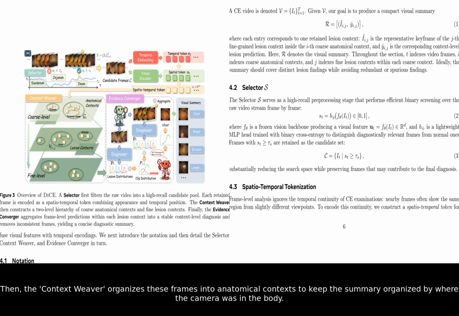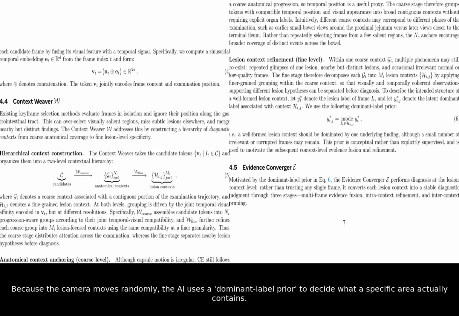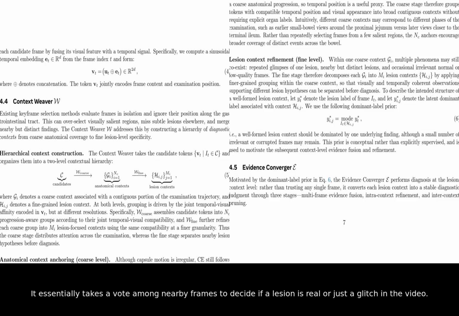Then, the context weaver organizes these frames into anatomical contexts to keep the summary organized by where the camera was in the body. Because the camera moves randomly, the AI uses a dominant label prior to decide what a specific area actually contains. It essentially takes a vote among nearby frames to decide if a lesion is real or just a glitch in the video.